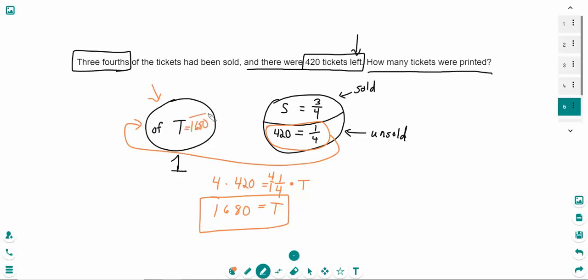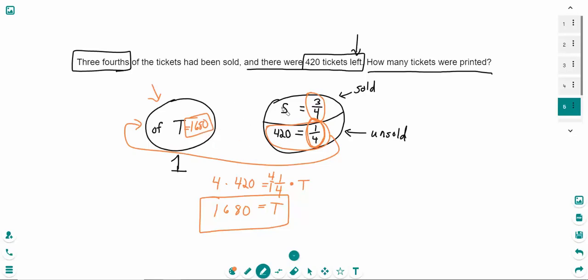Now let's just make sure it passes the smell test here. If the total number of tickets were 1,680 and, you know, 1/4 of them were unsold, 3/4 of them were sold, 1/4 of them we said was 420. Does that look right? 420, does that look like about 1/4 of 1680? Yeah, that looks right.